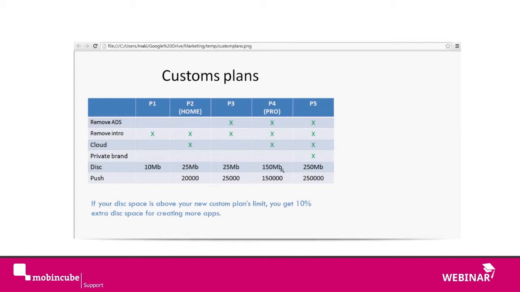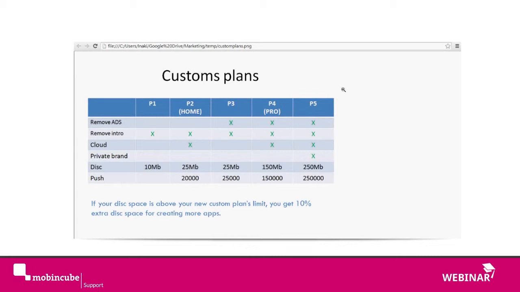Imagine that you hired the home plan. You wanted an app with advertisement, but you wanted to use push notifications, use the cloud, and remove the Mobincube intro. Then you will have plan number 2. So if you only created one app, you are going to be able to create maybe 5, 10 more apps with the same services included. Not for free, you paid for them, but you don't need to pay anymore. So you are going to have all that.